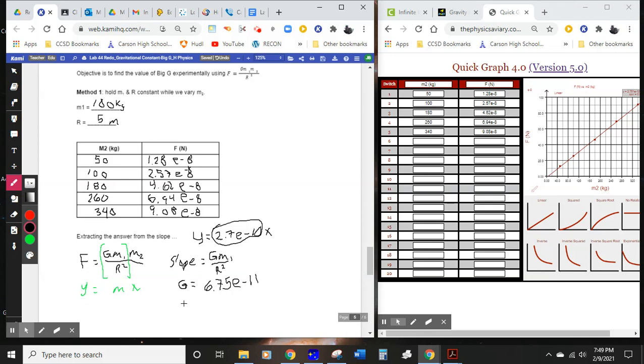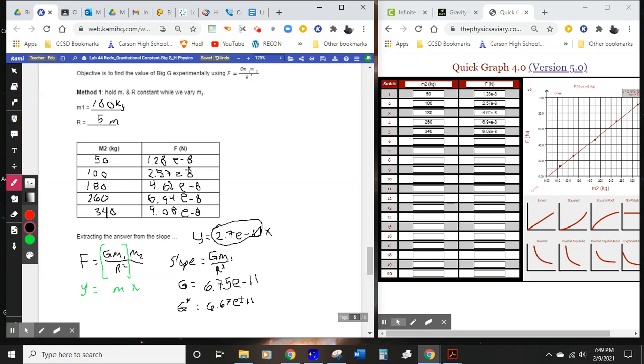Now the actual G, I'll put down G with an asterisk here. The actual G value is 6.67 e to the minus 11. So we should be able to do a percent error here and see what the difference is. That's for you to complete here.